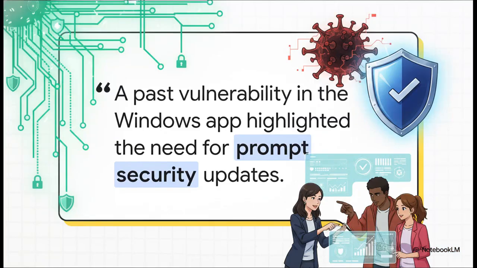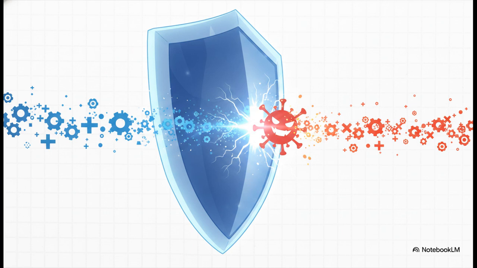Now look, no software is ever going to be perfect, right? And it's important to be upfront about that. There was a security vulnerability found in the Windows app a while back, which outlets like Security Week reported on. It was a pretty serious reminder of just how crucial it is to keep this stuff updated. But, and this is the most important part, that flaw was fixed.